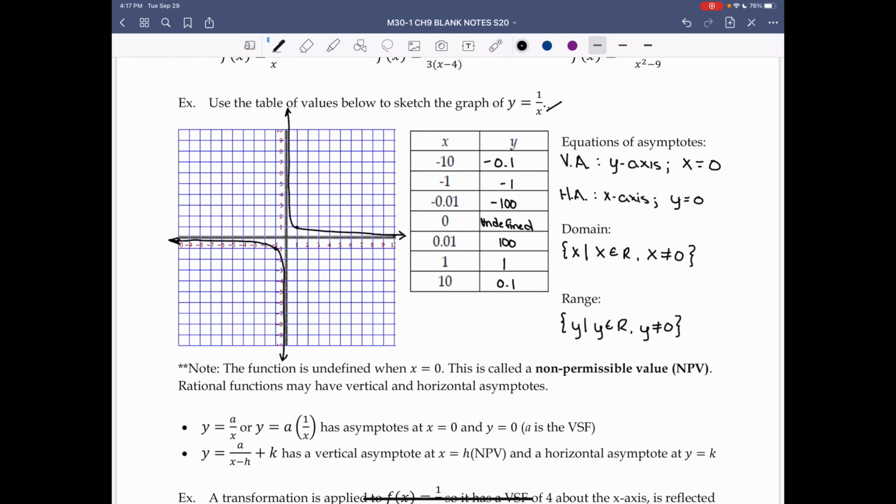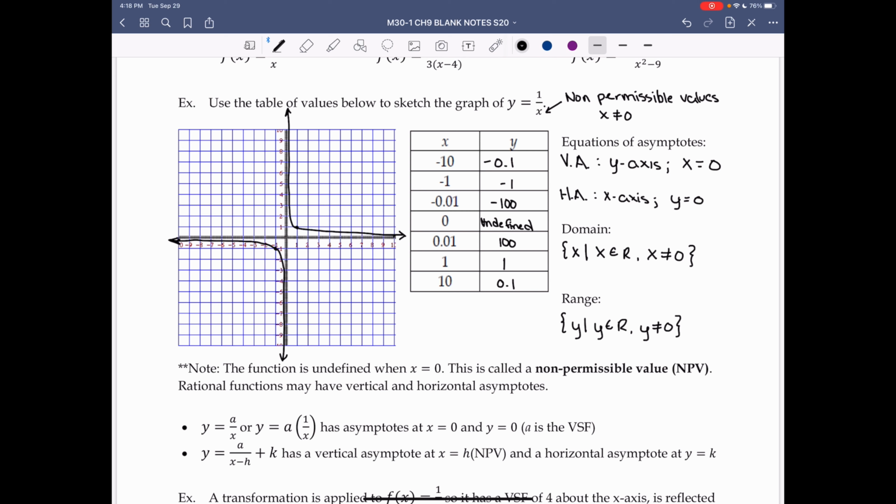If we look at the denominator of our function, non-permissible values are the values that make the denominator equal to 0. In this case, that would be x equals 0. So x cannot equal 0, or you could say x equals 0 is a non-permissible value. Note, the function is undefined when x equals 0. This is called a non-permissible value, or NPV.